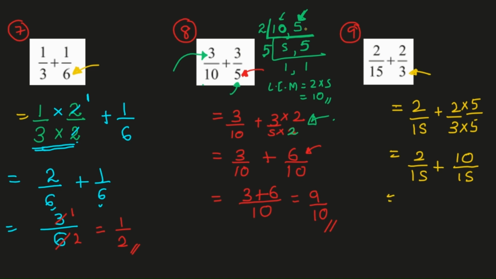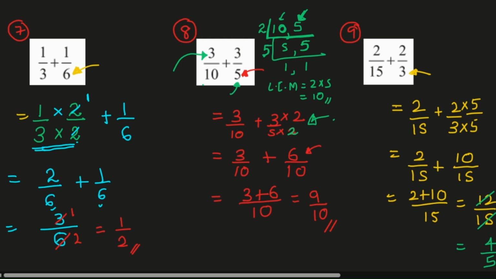Now the denominators are equal. So you can simply put the answer's denominator as 15. And in the numerator part, you can put it as 2 plus 10. So the answer will be 12 upon 15. Now you can see both the denominator and the numerator can be divided by 3, right? 12 divided by 3, it's 4. 15 divided by 3, it's 5. So the final simplified answer is 4 upon 15. Nice.